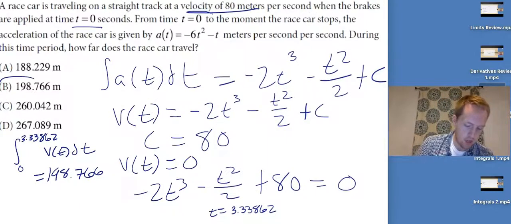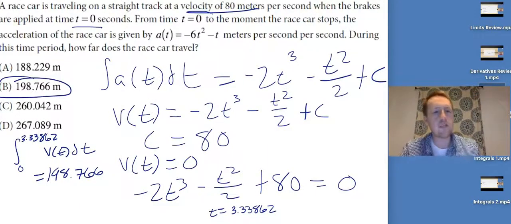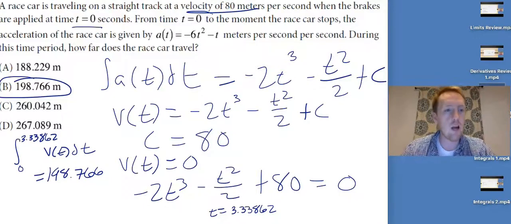Looks like that would be B. So this is definitely a deep question. First you had to find the velocity function, then you had to find when the velocity function was 0, then you had to integrate the velocity function from 0 to that time. So there's a lot going on. This is a pretty deep multiple choice question.